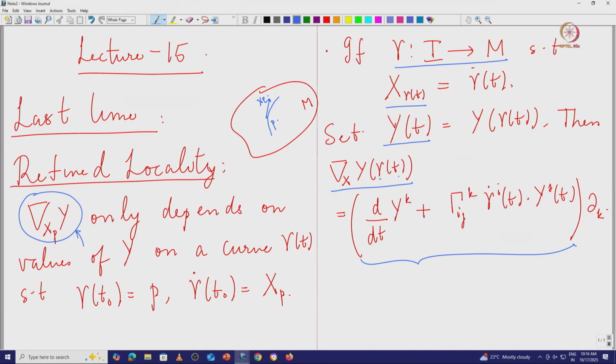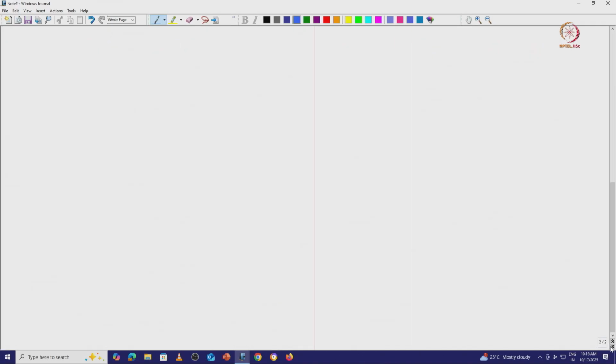Okay, so using this, in today's lecture we want to address the question of defining covariant derivatives along curves. That's going to be the subject of today's lecture. I first need to introduce this notion of vector fields along curves. This notion is actually going to be useful throughout the course, so let's do it a bit carefully.